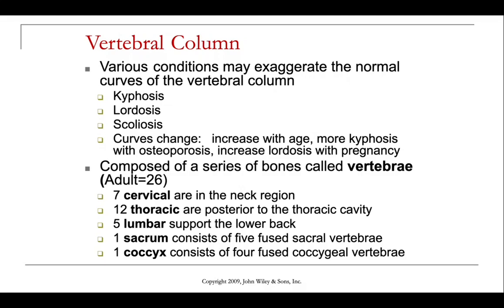So when we look at the vertebrae, there are 7 cervical vertebrae in the neck region. There are 12 thoracic vertebrae. These are posterior to the thoracic cavity. They're the ones that attach to ribs. 5 lumbar in the lower back. You have a sacrum that's 5 fused sacral segments, and the coccyx, which is 4 fused coccygeal segments.